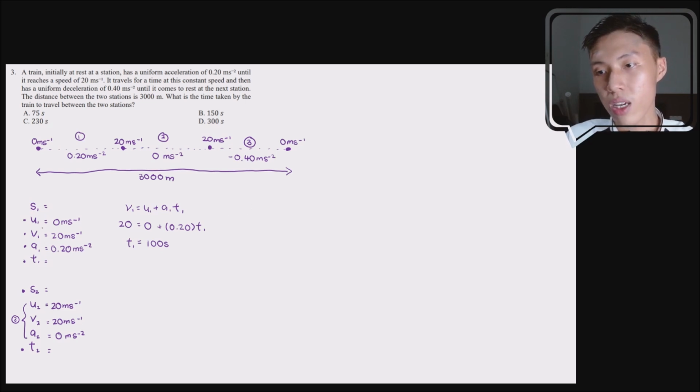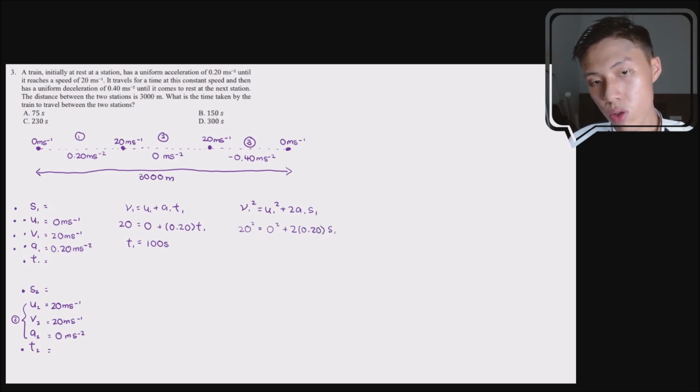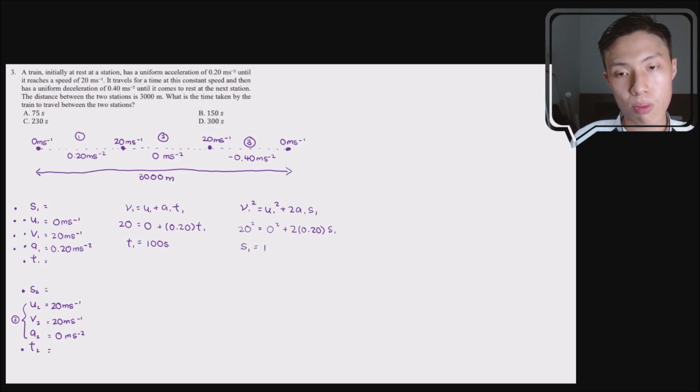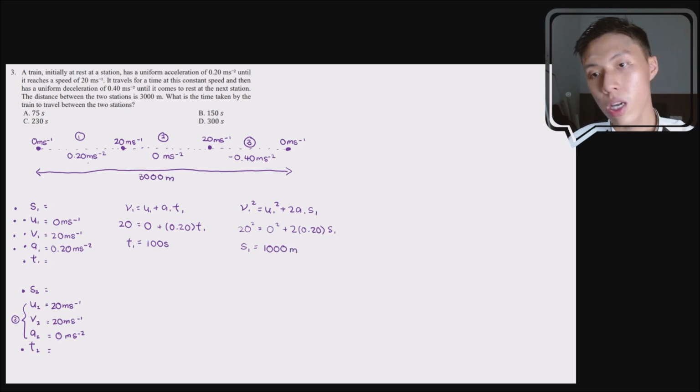How do we find S1? We are given information about U1, V1, and A1. So if you want to find S1, the equation should have S, U, V, and A inside. The equation will be V1 squared equals U1 squared plus 2 A1 S1. Let's plug in our values: 20 squared equals 0 squared plus 2 times 0.20 times S1. If you plug this into your calculator, I believe you get the displacement for the first portion of the journey to be 1000 meters. So this portion of the journey here is 1000 meters.